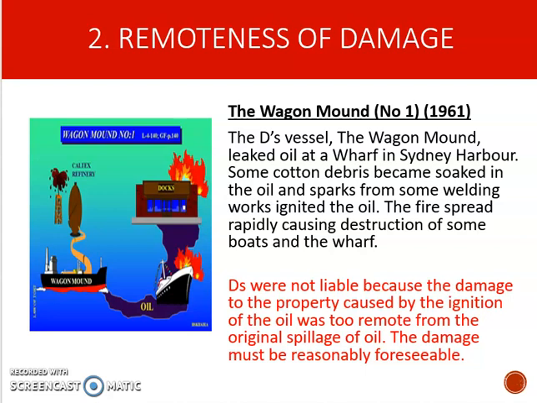The classic case on this is the Wagon Mound, and in this case the defendant's vessel, called the Wagon Mound, leaked furnace oil at a wharf in Sydney Harbour. Some cotton debris became entangled in the oil, and sparks from some welding works ignited the oil. The fire spread and it caused destruction of some boats that were docked in the wharf. Now, the court said that the defendants were not liable because the damage to the property was too remote, and they held that the damage must be reasonably foreseeable.